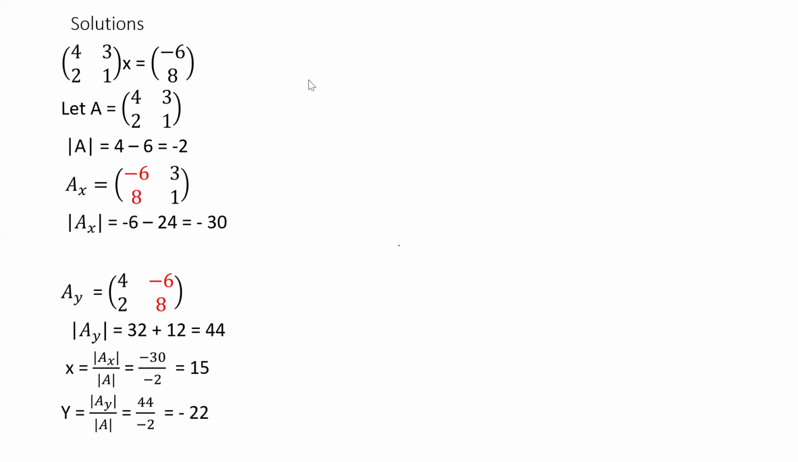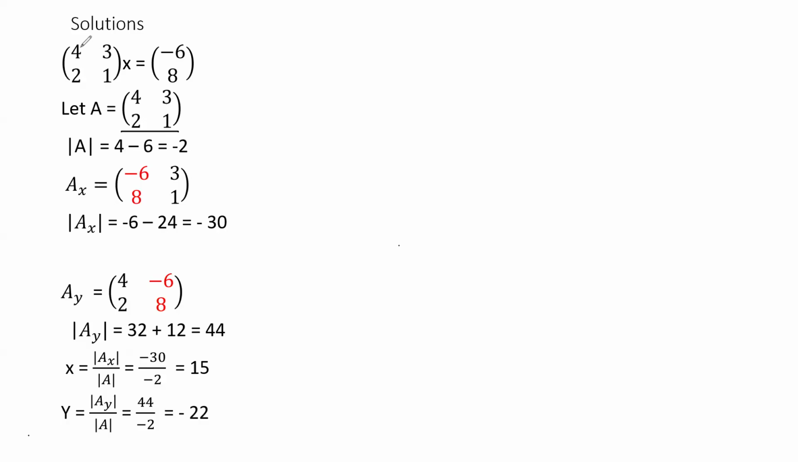So we have this as, so this is our A here. And the determinant of A is 4 times 1, which is 4, minus 3 times 2, which is 6. So therefore we have the determinant of A as 4 minus 6, which is minus 2. Is it okay? Yes, sir. Good.